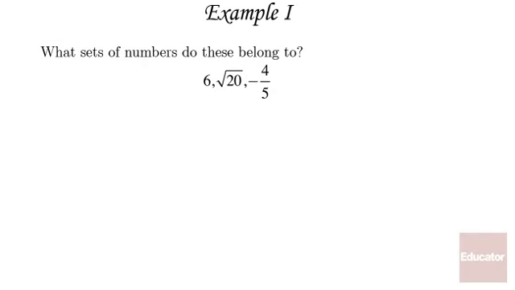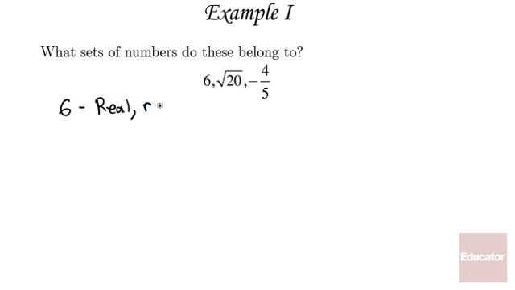All right, applying some of these concepts to the examples. Example 1, what sets of numbers do these belong to? Starting with 6. Well, 6 is a real number. It's also a rational number. I can easily express this as a fraction, 6 over 1. And so it's a rational number.